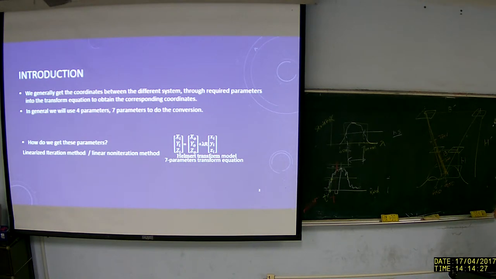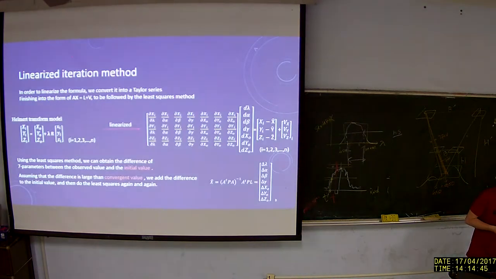So how to get these parameters? We normally use the linearized iteration method, and we focus on the linear non-iteration method to solve. Before that, I want to talk about the linearized iteration method first. In order to linearize the formula, we convert the transform model into a Taylor series, finishing in the form of AX equal L plus V, to be solved by the least squares method.